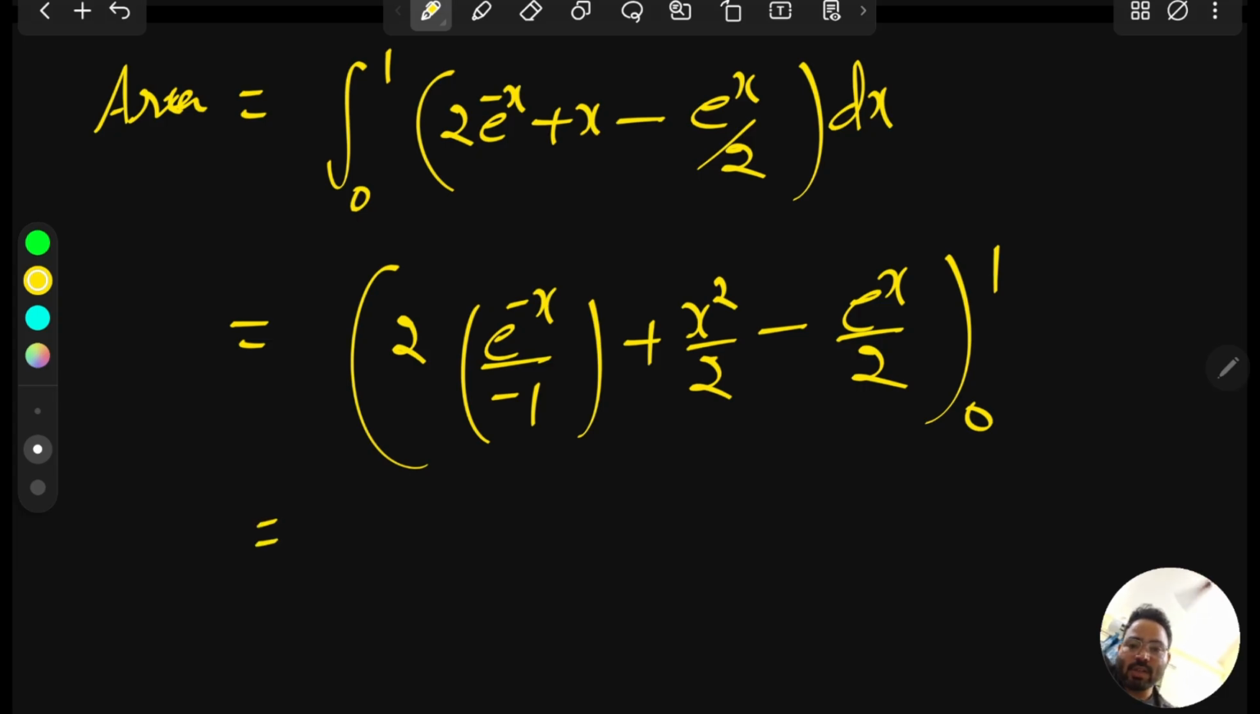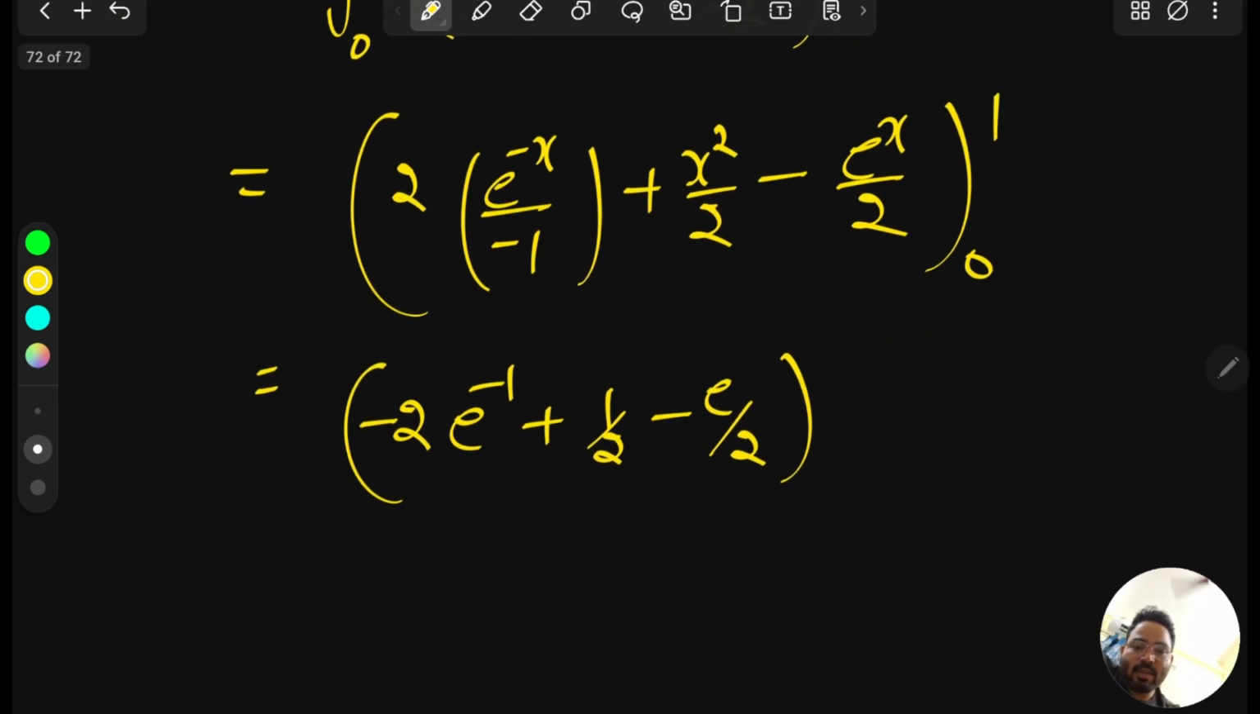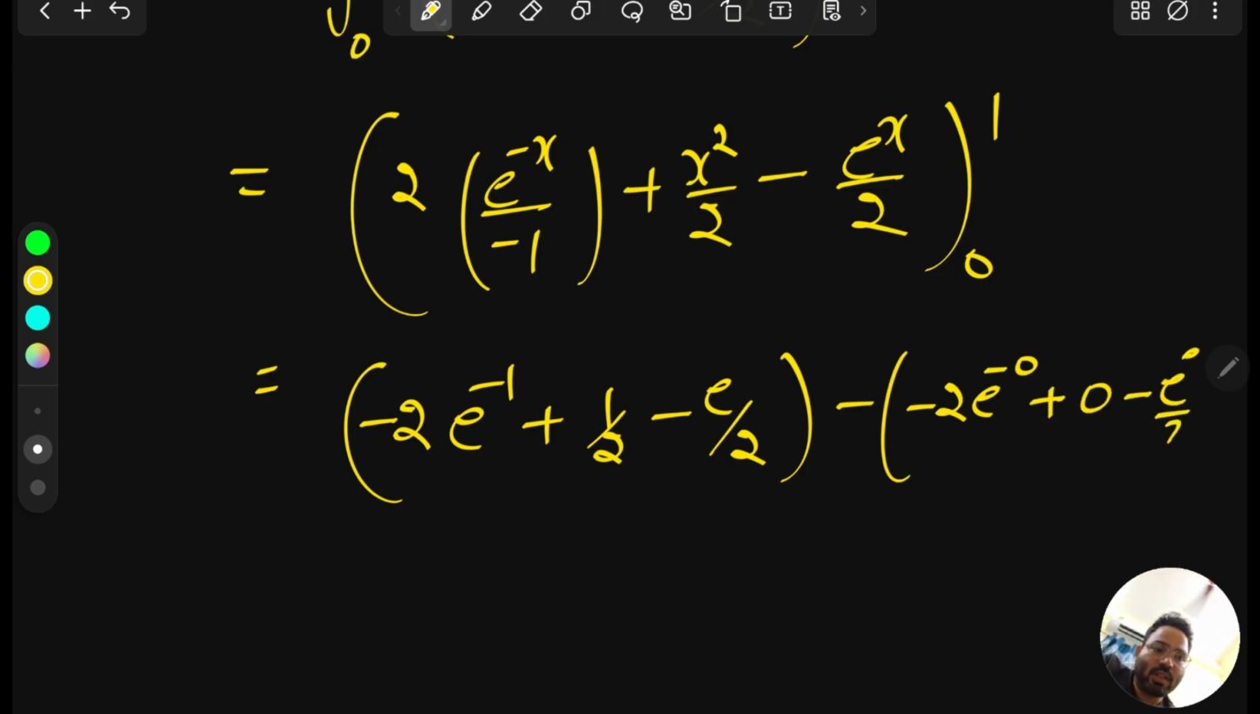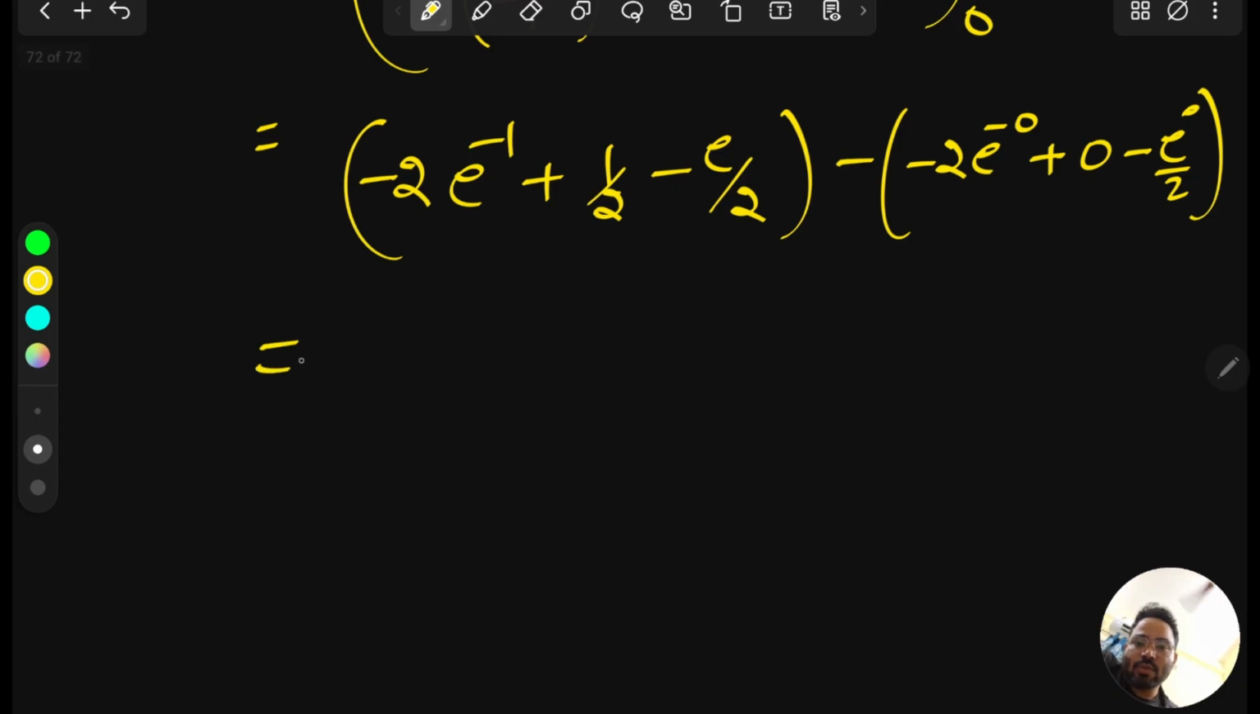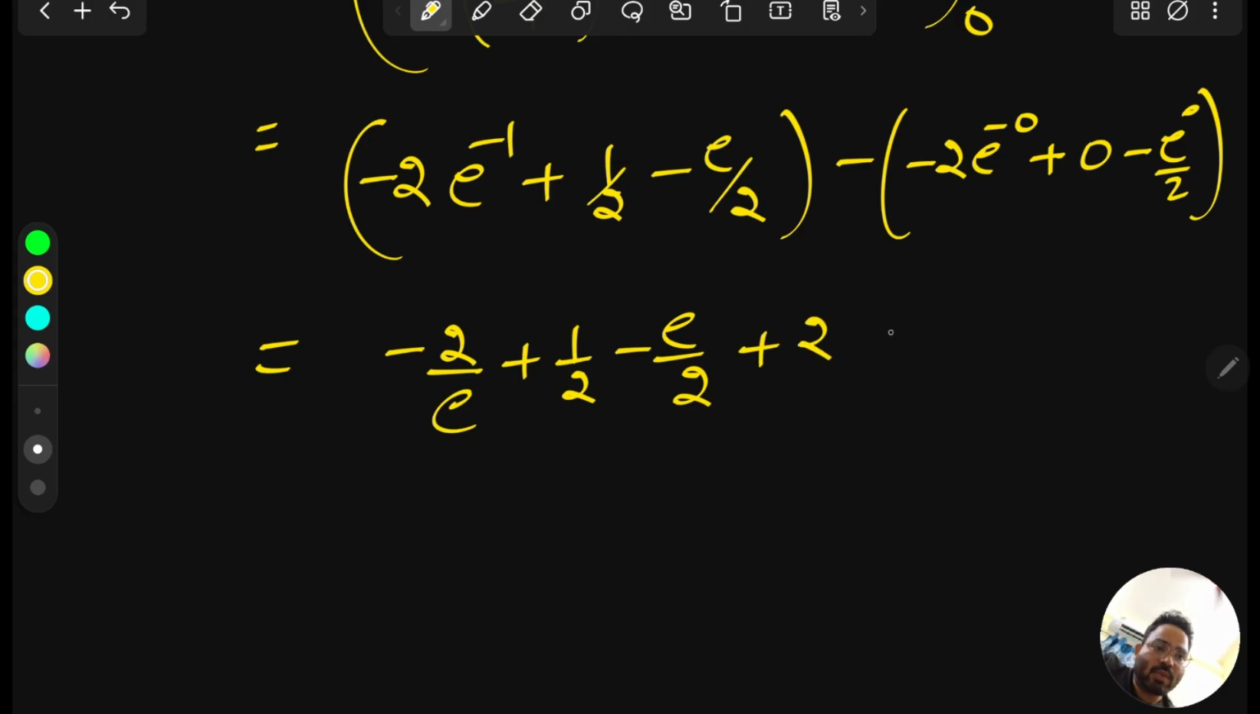If you put the upper limit, what will you get? 2 minus 2 e to the power minus 1 plus 1 by 2 minus e by 2. So this is the upper limit minus the lower limit. If you put 0, then minus 2 e to the power minus 0 plus 0 minus e to the power 0 by 2. Now if you want to solve, this is minus 2 upon e plus 1 upon 2 minus e upon 2, and minus minus multiplied will give you plus 2, and e to the power 0 is 1, and minus minus gives you plus 1 by 2.